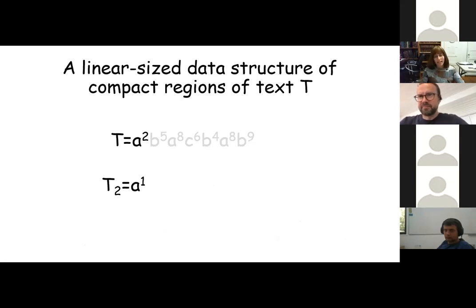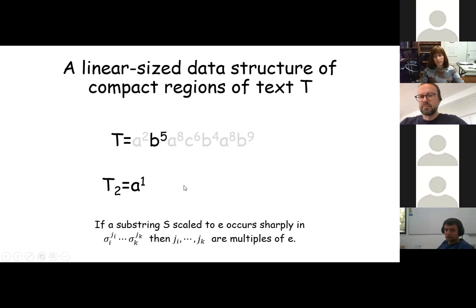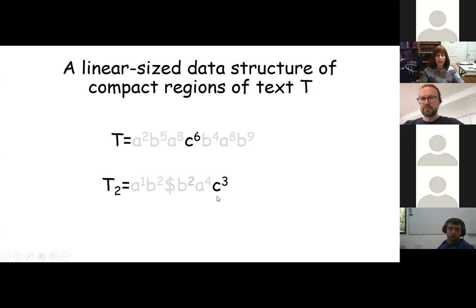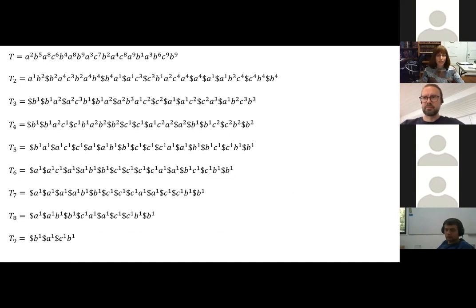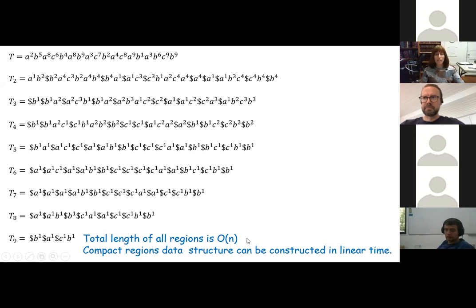And for the scale matching, we use a compact regions data structure, which means that you create a whole bunch of texts, one for each possible exponent in your text, by dividing the exponents. So for example, just look at T2. T2 means that you divide every exponent by 2, and you create yourself a text. Now, there are some details, like adding dollar signs, which there's no time for, but you create a T for each one of the exponents, and you get what's called a compact regions data structure. It can be constructed in linear time. Its size is linear in your original string.